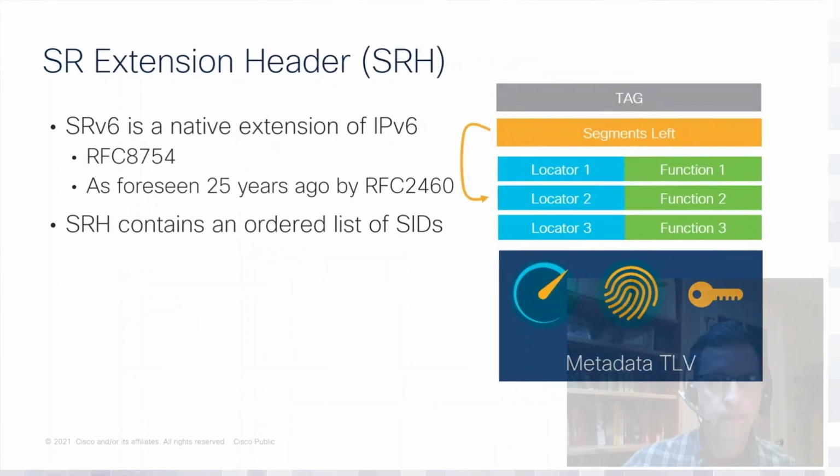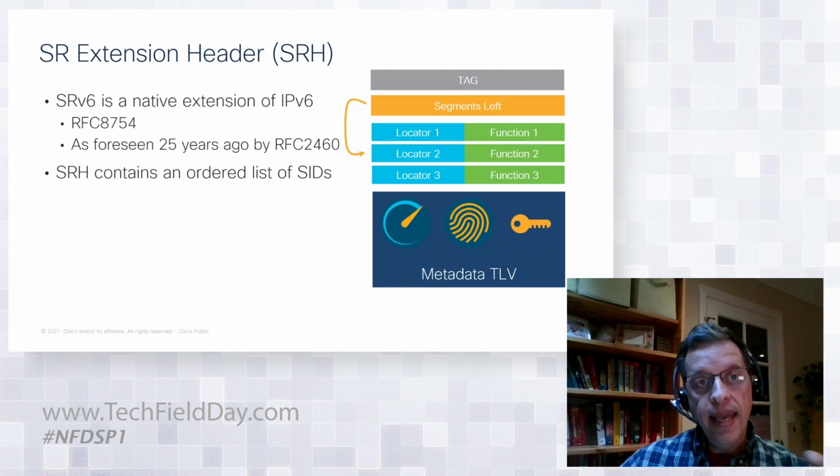If I need to express multiple waypoints in my outer IPv6 header to realize source routing, the team in 2017 proposed the segment routing extension header, called SRH. SRH, very good news, is also a proposed standard at the IETF. It's RFC 8754, and it's completely aligned with the architecture of IPv6 25 years ago, where extension headers were possible and proposed. SRH is just a realization of an extension header for the purpose of source routing. Inside the SRH, we're going to contain an ordered list of segments.